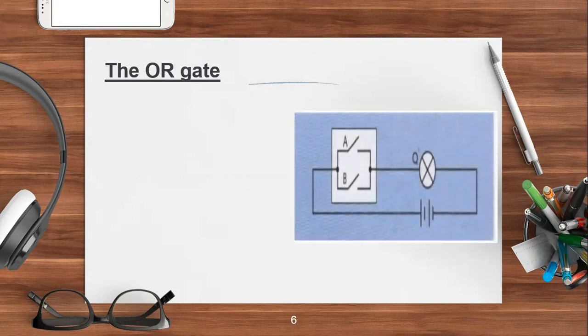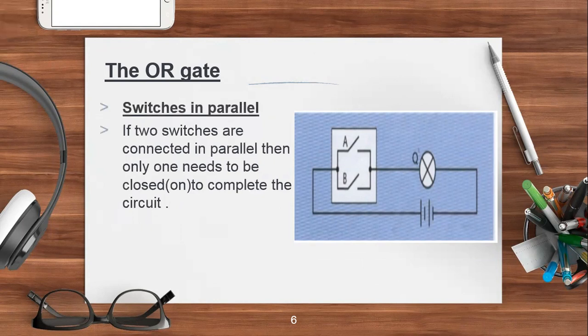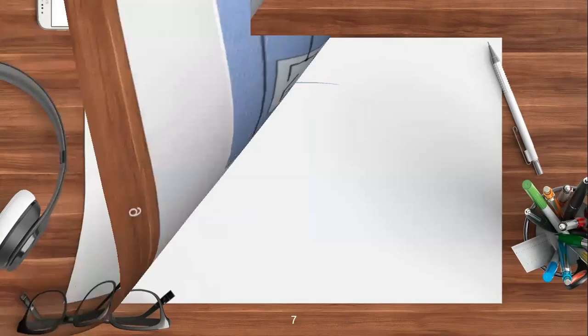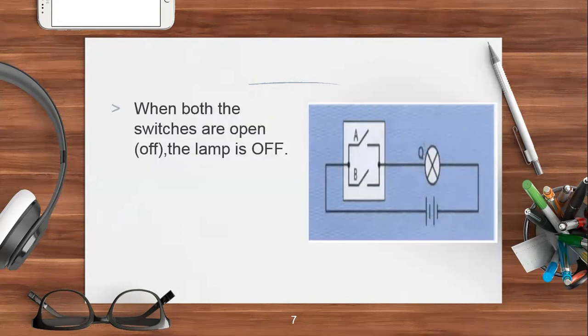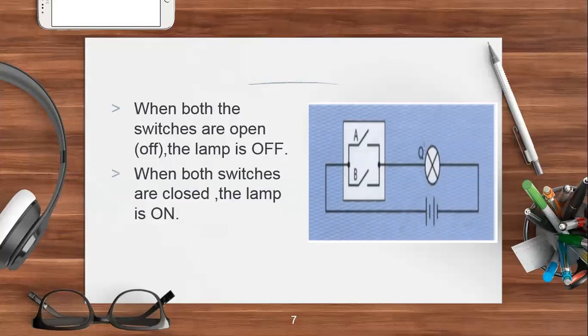The OR gate. This is the circuit diagram of the OR gate. The switches are connected in parallel. If two switches are connected in parallel, then only one needs to be closed or at on position to complete the circuit. When both the switches are open or at off position, the lamp is off. When both switches are closed, the lamp is on.